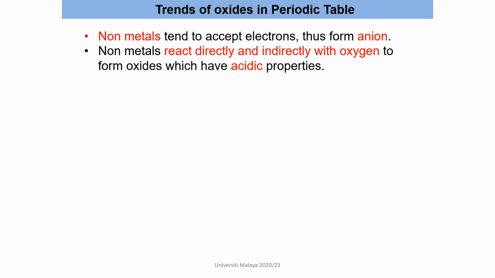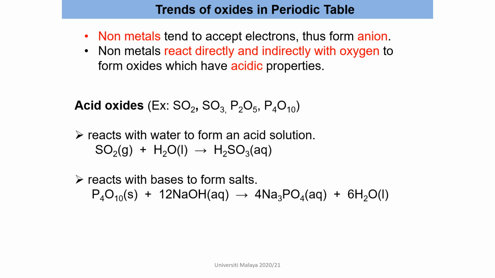Nonmetals tend to accept electrons, thus forming anions, and nonmetals react directly and indirectly with oxygen to form oxides, which have acidic properties. So how do we know if an oxide is basic or acidic? For acidic oxides, for example, we have sulfur oxides and also phosphorus oxides. When sulfur oxide reacts with water, it produces an acidic solution. We know this when we test the pH or by using litmus paper.